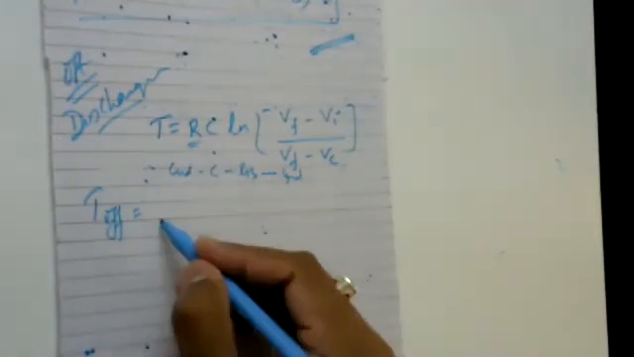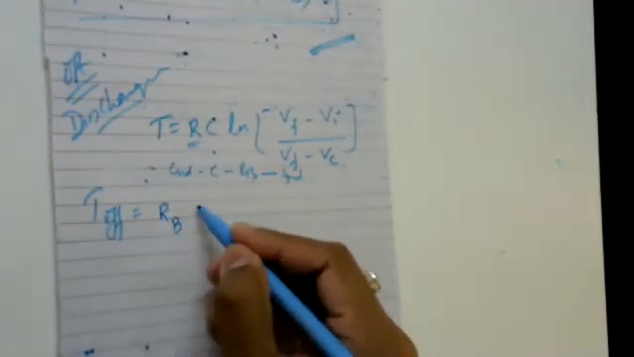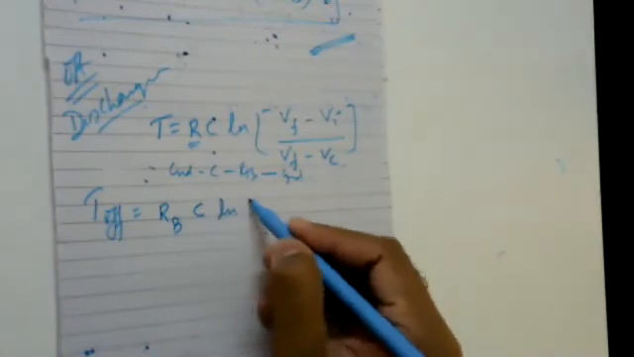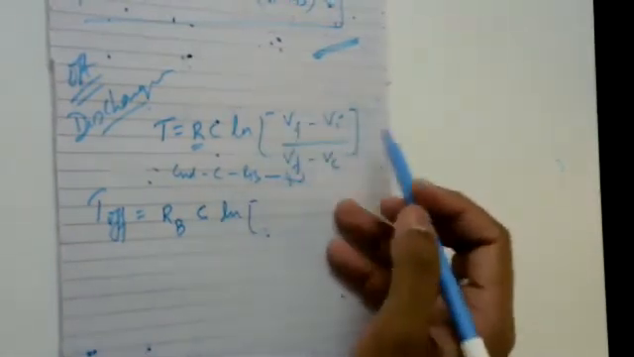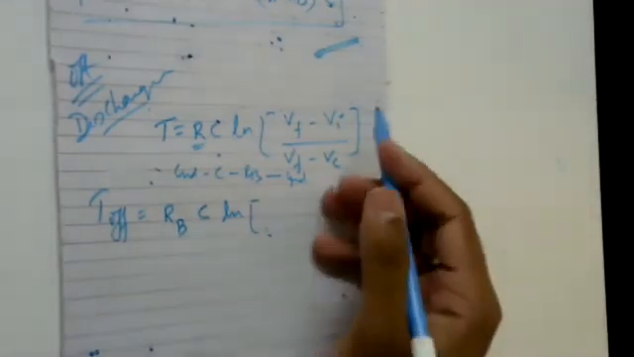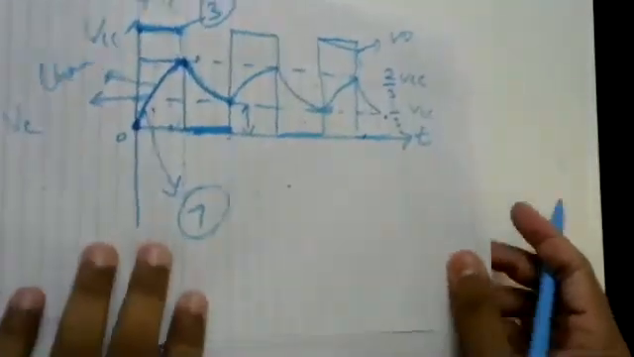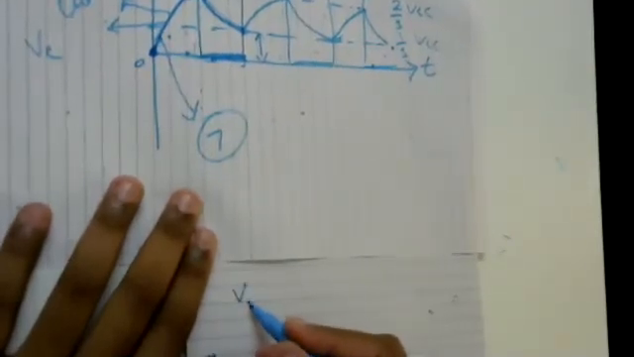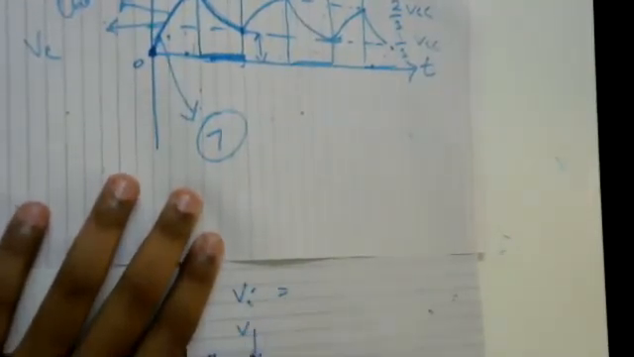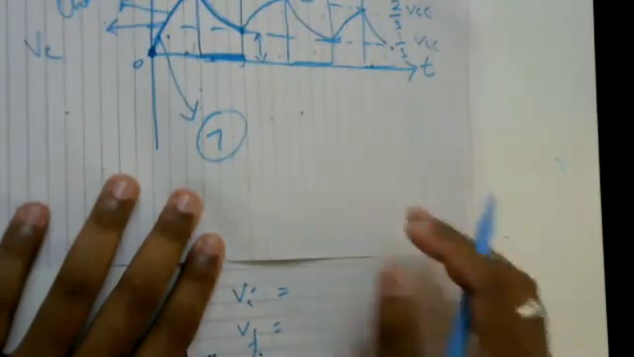So now, T off is being given by what? Which resistance is involved? The resistance involved is RB into capacitance C ln of, and these voltages I need to define prior. So now we will define the voltages for your discharging part. Whenever this discharging process starts, we will define what is the initial voltage, what is the final voltage, and what is the voltage across the capacitor.